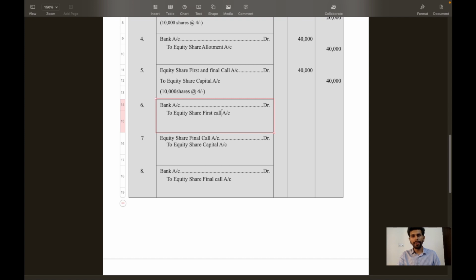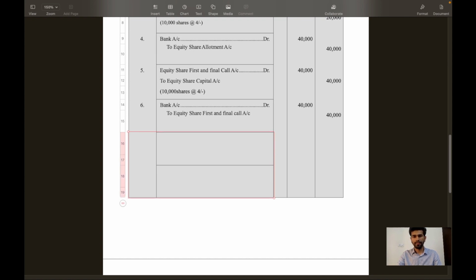And the last entry will be bank account debit to equity share first and final call account, on receipt of first and final call money. The amount will be the same. Narration: being call money received on 10,000 equity shares. Completed.